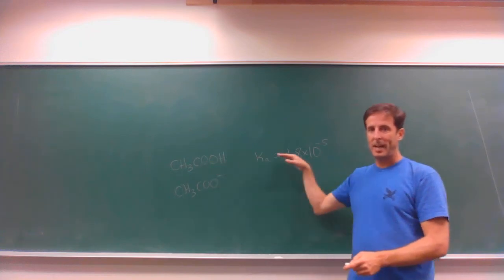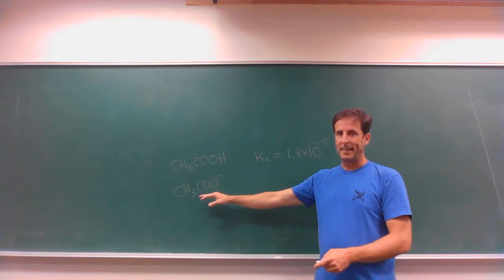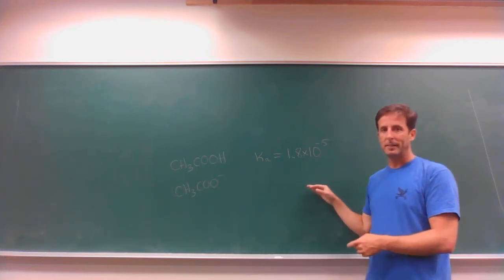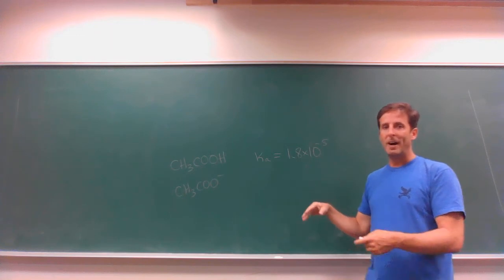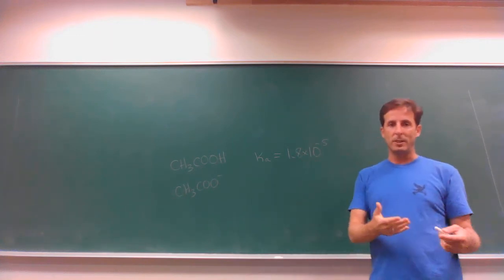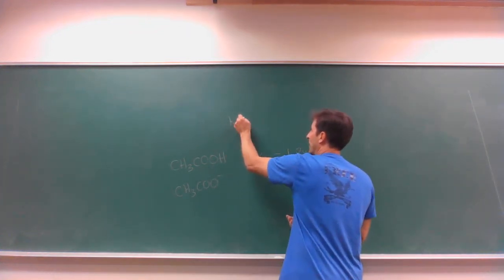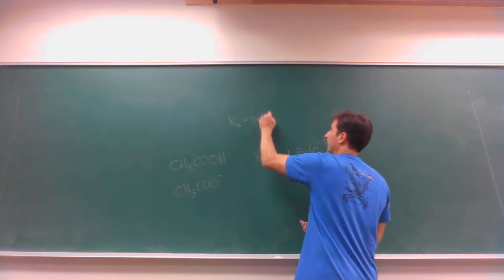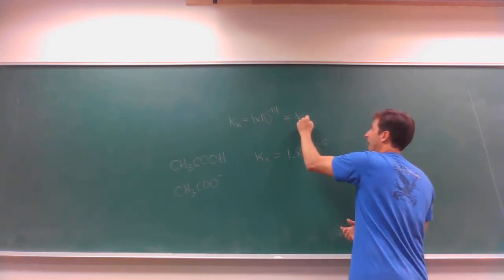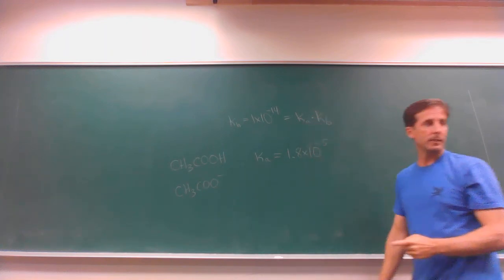Acetic acid has a Ka value that represents how strong of an acid it is. Acetate would have a Kb value that represents how strong of a base it is. If I know one of the values and I want the other one, there is an equation that you need to know. Kw, which is 1 times 10 to the minus 14, equals the Ka of an acid times the Kb of the base.